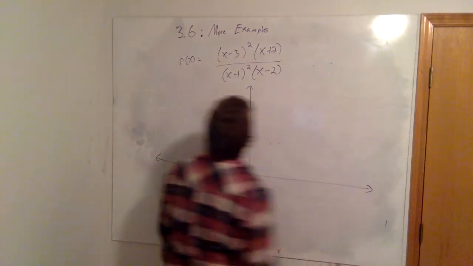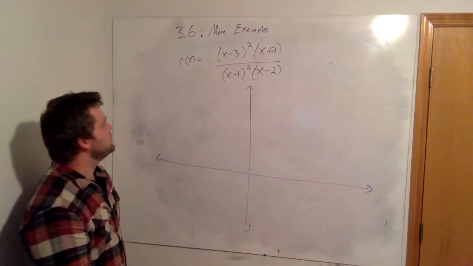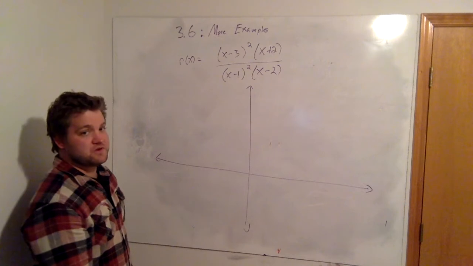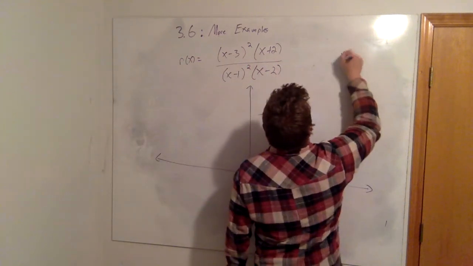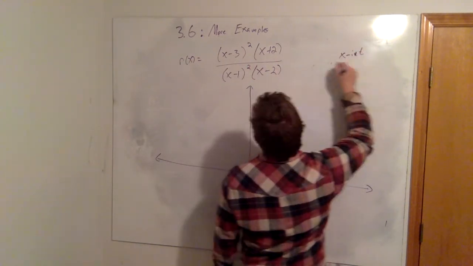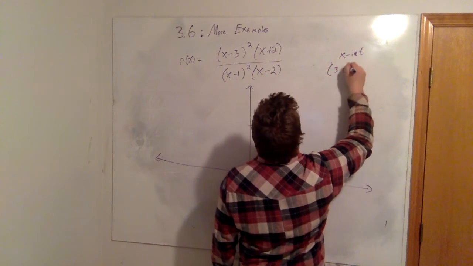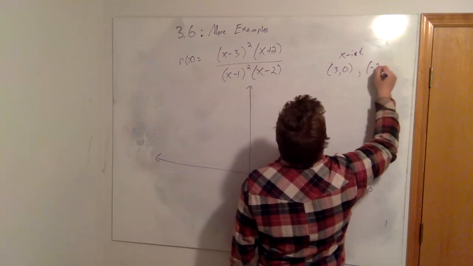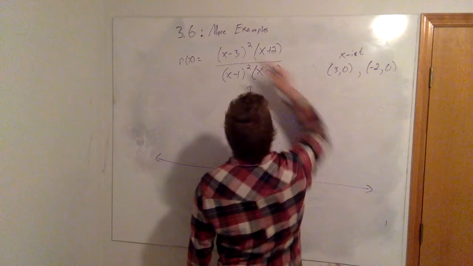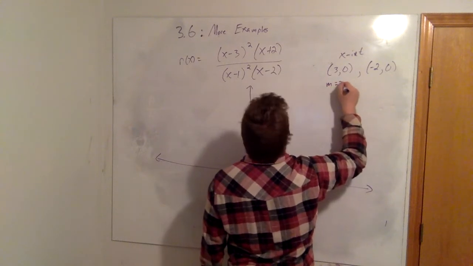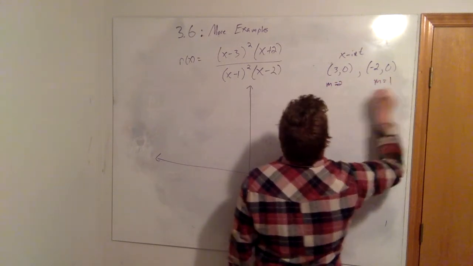Okay, so let's see what we have here. Let's look at the x-intercepts first. The x-intercept is where the graph is 0. So I will have x-intercepts at (3, 0) and also at (-2, 0). And if you'd like, we could record the multiplicities of these. This has a multiplicity of 2. This has a multiplicity of 1.